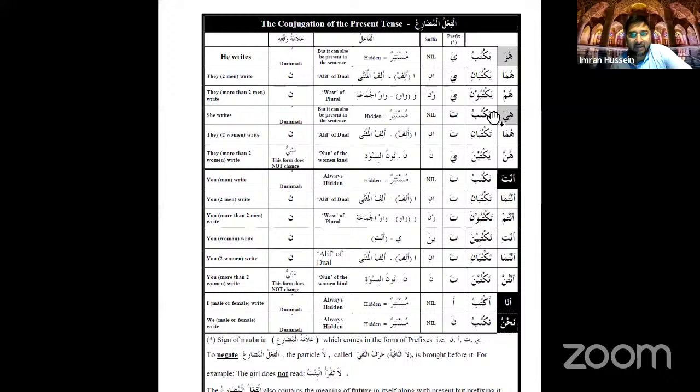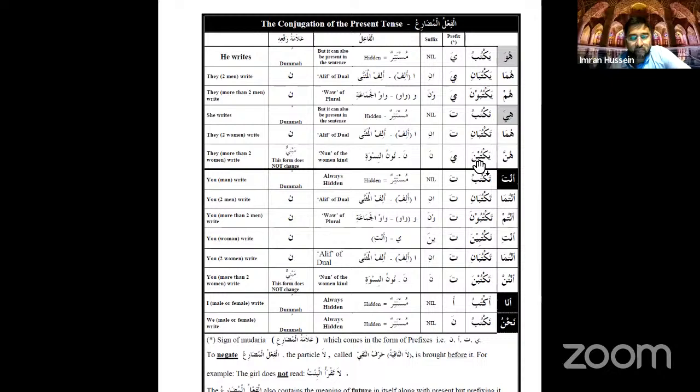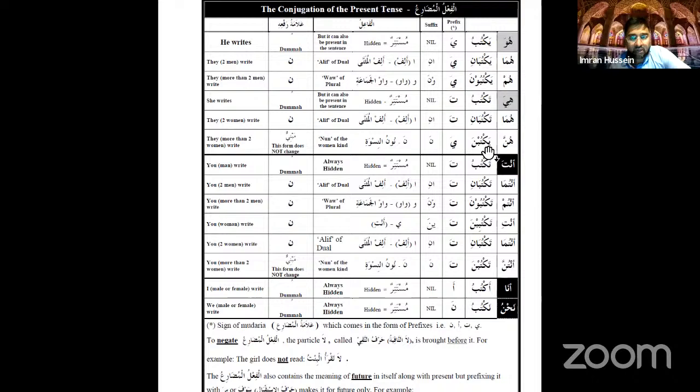Now we add the ta in the beginning. Taktubu, and then alif noon again is a sign of dual for present tense. Taktubani. So yaktubu, yaktubani, yaktubuna, taktubu, taktubani. Now this noon with the fatha is being added at the end. This is the sign of plural feminine. And whenever the plural feminine comes for the third person and the second person, the letter before the last will always have a sukoon. Yaktub, the ba is with a sukoon. Yaktubna. So yaktubu, yaktubani, yaktubuna, taktubu, taktubani, yaktubna.